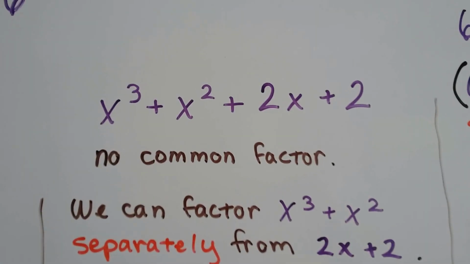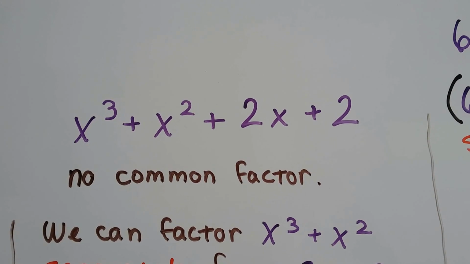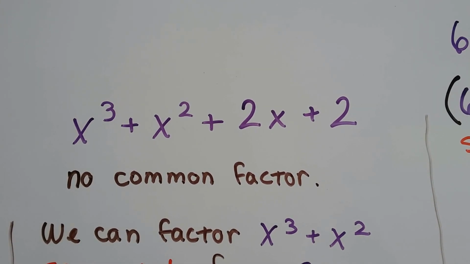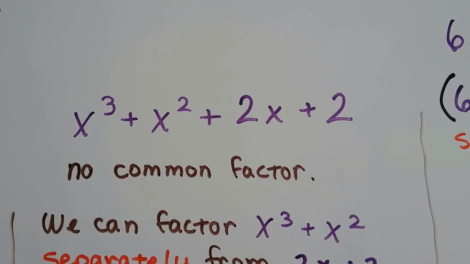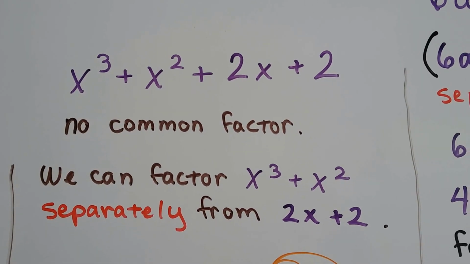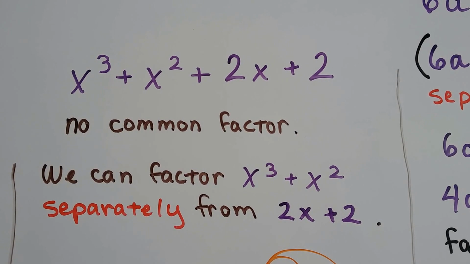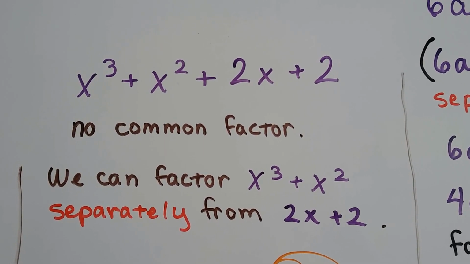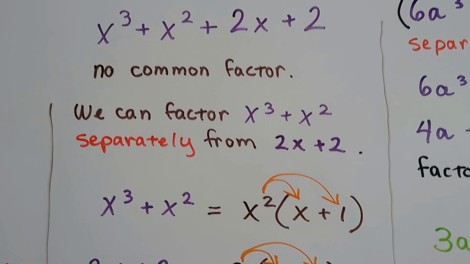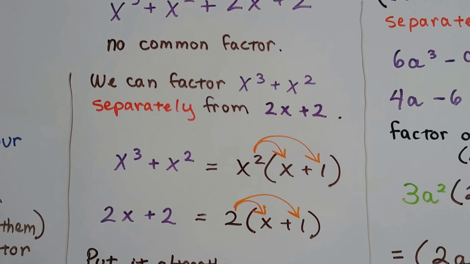We've got x to the third power plus x squared plus 2x plus 2. There's no common factor between them besides a 1, and that doesn't count. So we can factor the x to the third plus the x squared separately from 2x plus 2. See? We factor them separately.